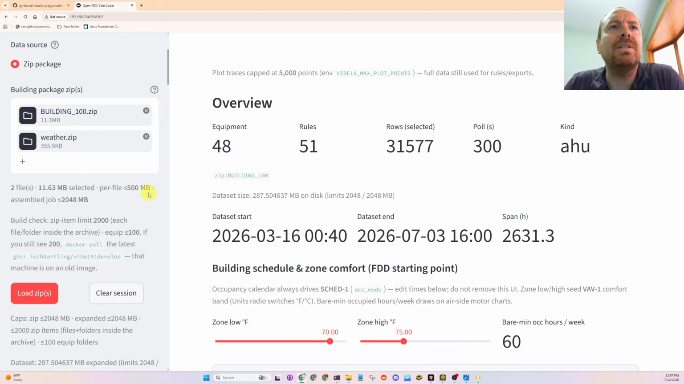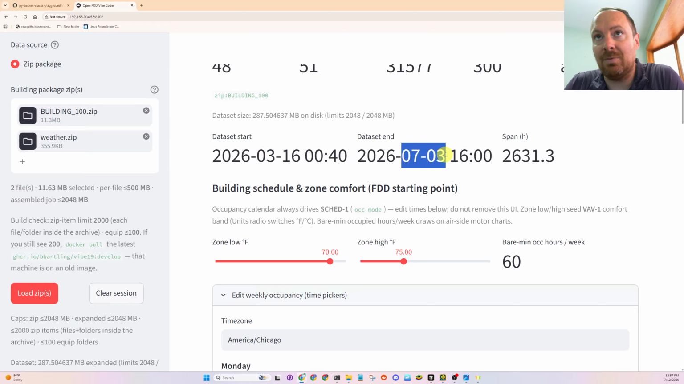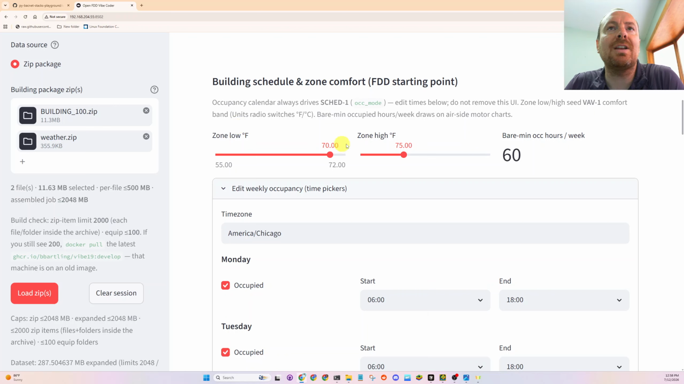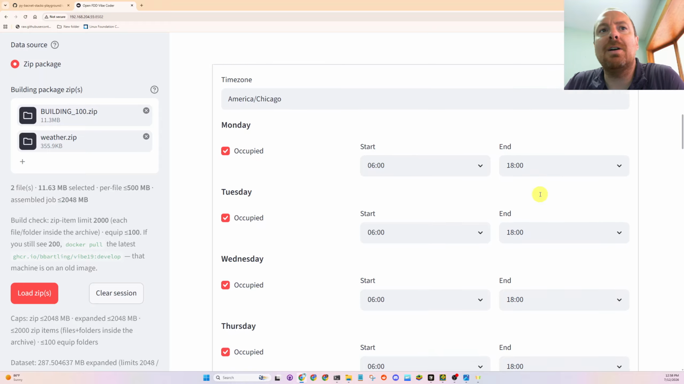Right away, we can see with this data that the first time stamp is March 16th, and the last time stamp is 3rd of July, 2000 hours. And then these are some settings that I want to do for zone comfort, high and low. This is what happens behind the scenes. We talked about this before. Per the landlord's requirements for the tenants in their lease agreement, they have to maintain 72 degrees during these hours from 6 to 5, Monday through Friday.